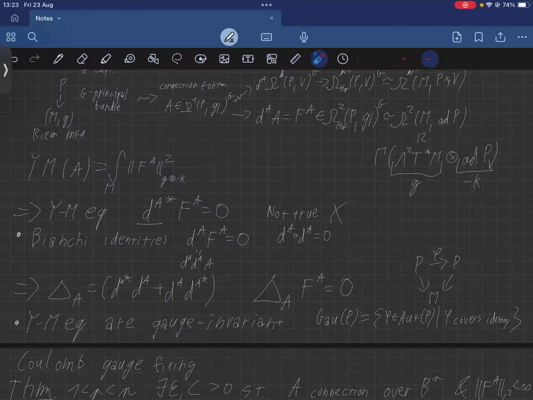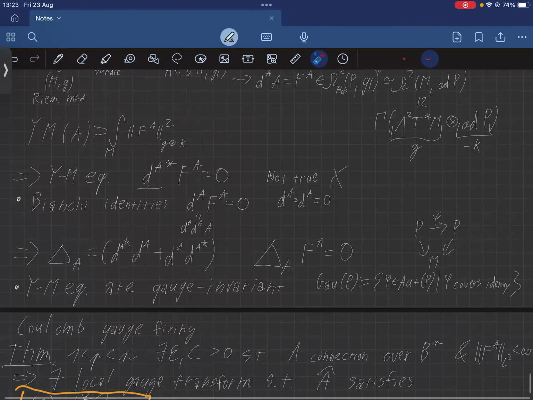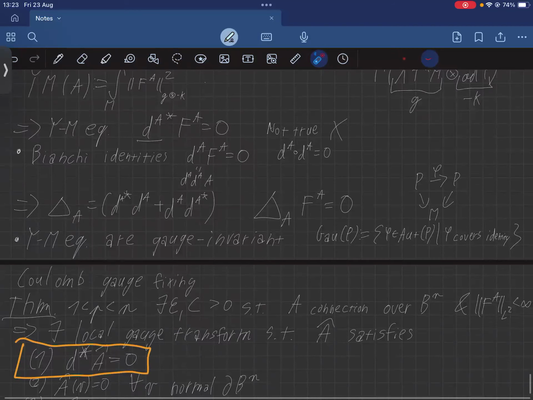Another thing I mentioned is that Yang-Mills equations are gauge invariant. So I was reminding what a gauge group is. Those are essentially all automorphisms of our principal bundle such that the automorphism covers the identity. So it's this commuting triangle right here. And because of this gauge invariance, these equations are not elliptic, and we can't apply the usual theory.